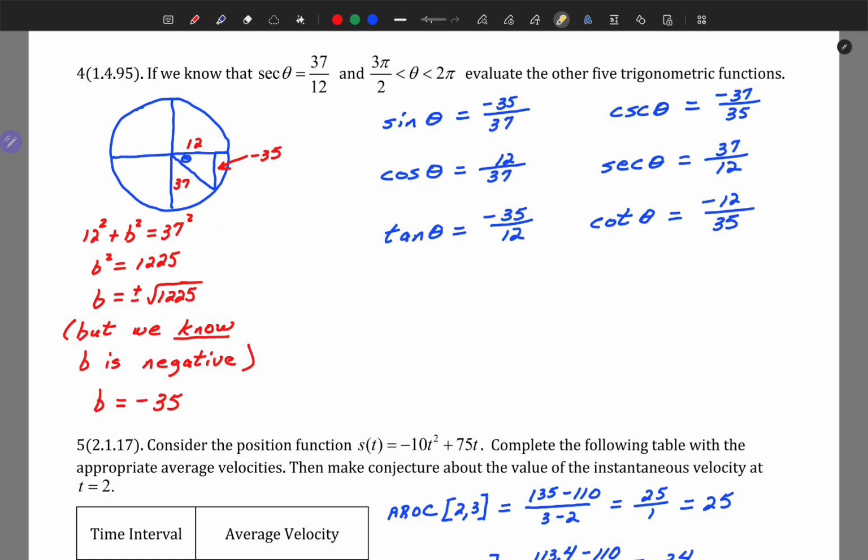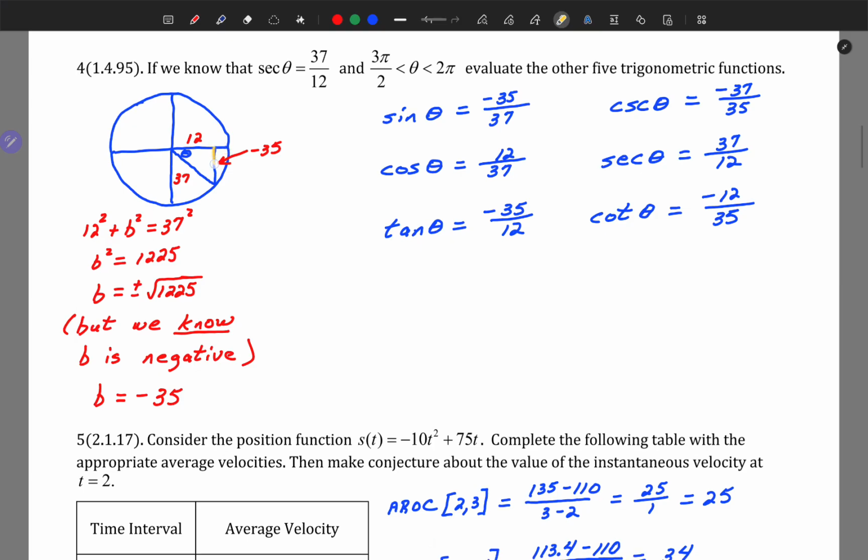12 squared plus b squared is 37 squared. 37 squared minus 12 squared gave me 1225. So in general, b would equal the positive or negative square root of 1225. That could give me a minus 35 or a plus 35 up here. Well, we know it's not plus. It's moving downwards. The y component is negative. That's why I had to choose the negative 35 down there.